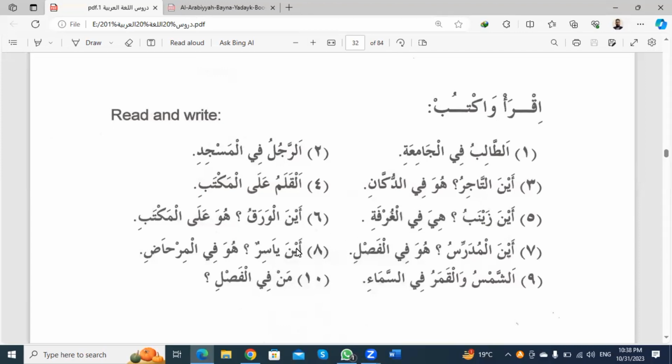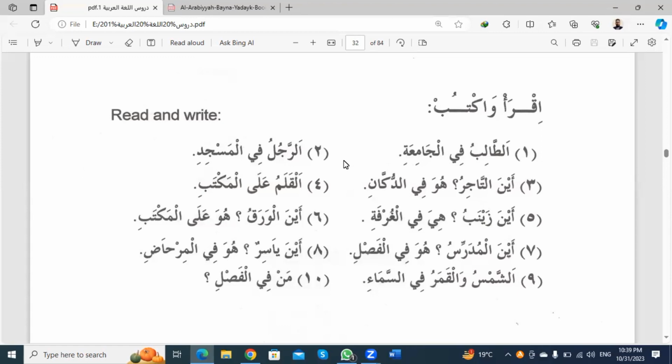Is there any word here you didn't understand? No. Everything's clear. So this is at-talibu fil jami'ati. The student is at university. Just one question: Madrasatu is school. Al-Jami'atu is university. Al-Kulliyatu is college. Very good.